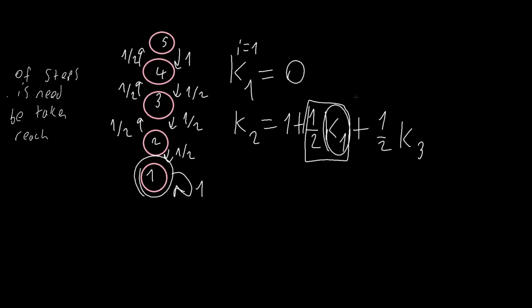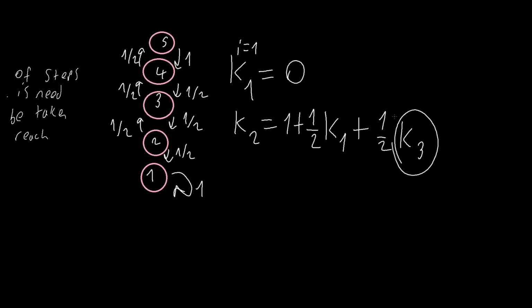and to reach the first stair from the first stair, we need to use this syntax k1, and with a probability of 1 over 2, we are going to land on this third stair, and to reach the third stair from the first stair, this average number of steps is needed. And then we are going to do this for all of our values.